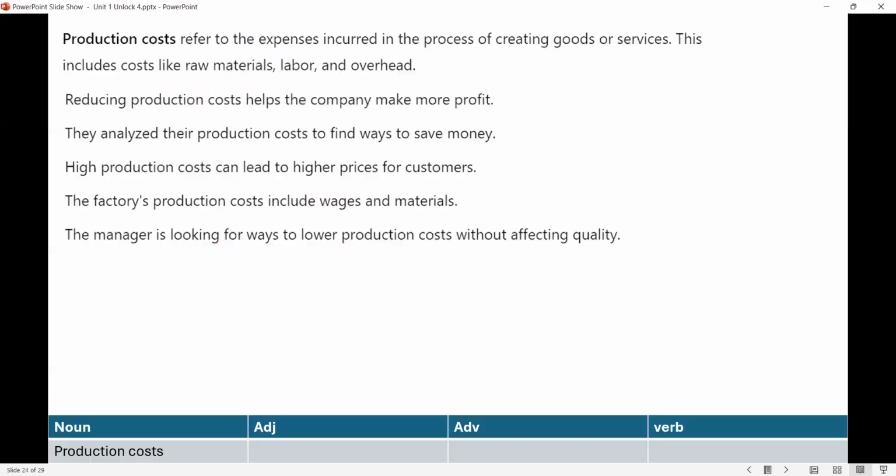Page 25. Production costs. Production costs refer to the expenses incurred in the process of creating goods or services. This includes costs like raw materials, labor, and overhead. Example, reducing production costs helps the company make more profit. They analyze their production costs to find ways to save money.